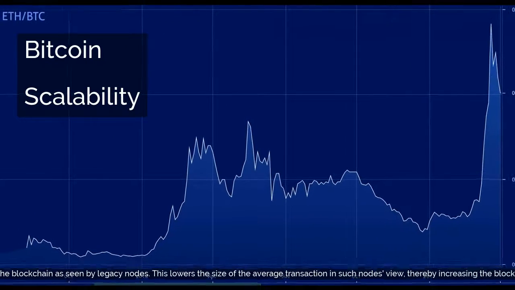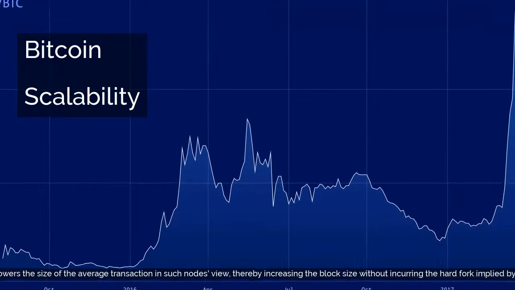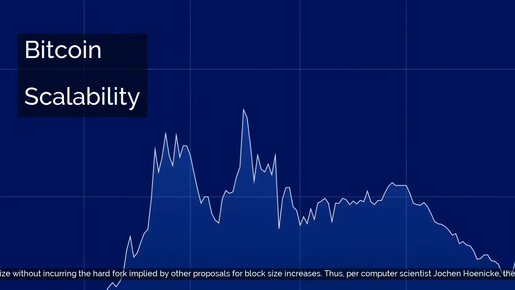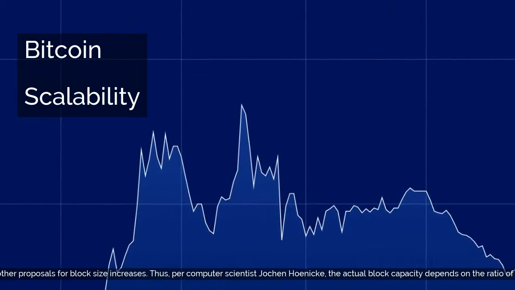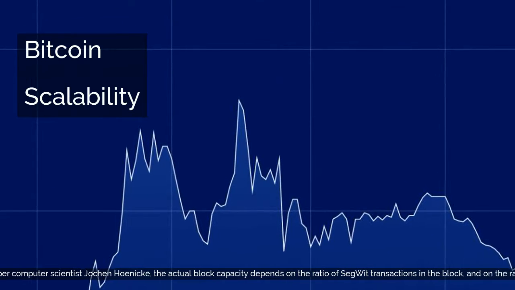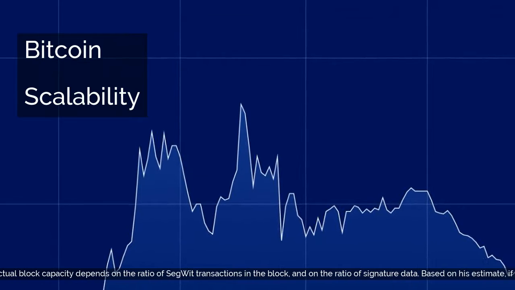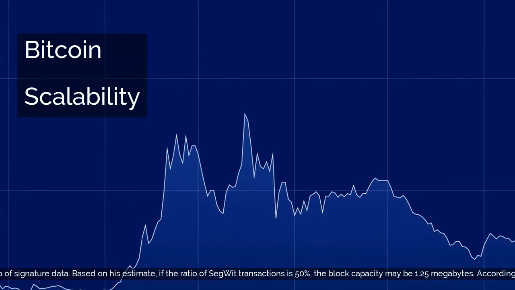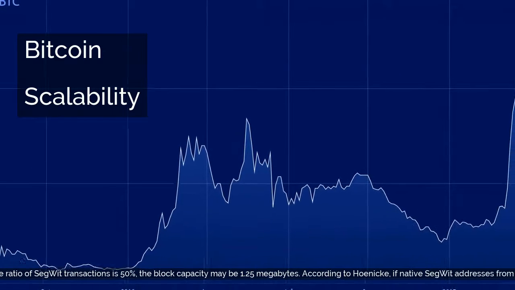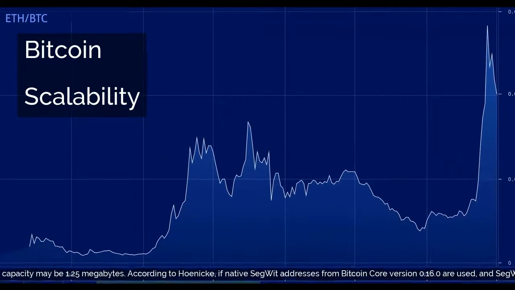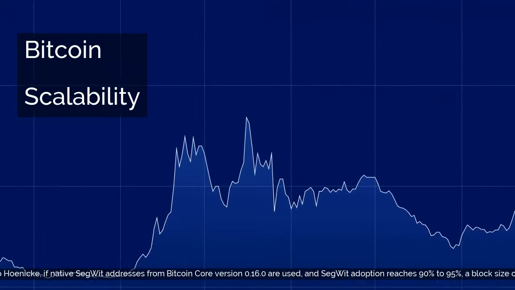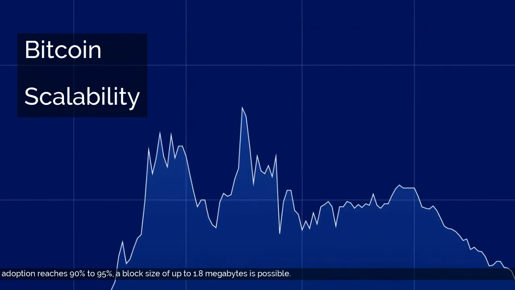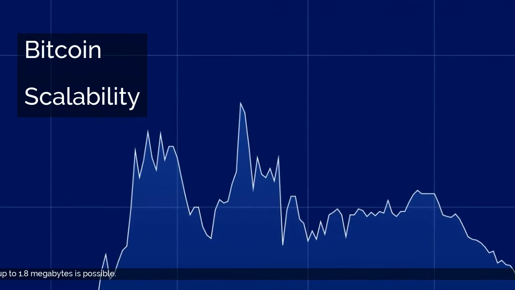This lowers the size of the average transaction in such nodes' view, thereby increasing the block size without incurring the hard fork implied by other proposals for block size increases. Thus, per computer scientist Johan Hönek, the actual block capacity depends on the ratio of SegWit transactions in the block, and on the ratio of signature data. Based on his estimate, if the ratio of SegWit transactions is 50%, the block capacity may be 1.25 megabytes. According to Hönek, if native SegWit addresses from Bitcoin Core version 0.16.0 are used, and SegWit adoption reaches 90% to 95%, a block size of up to 1.8 megabytes is possible.